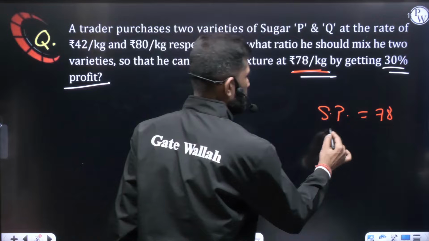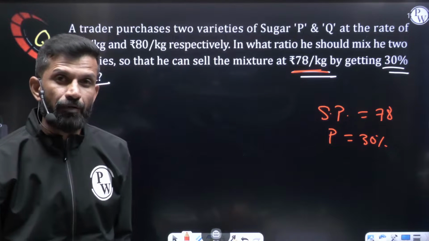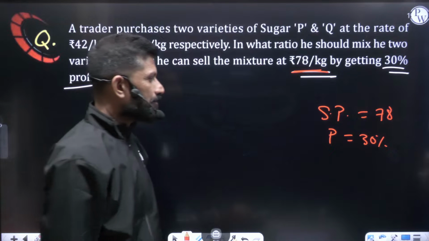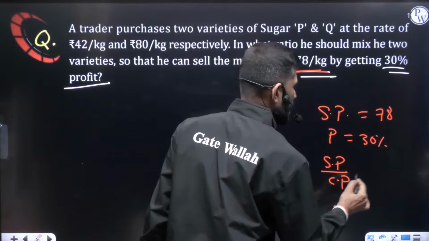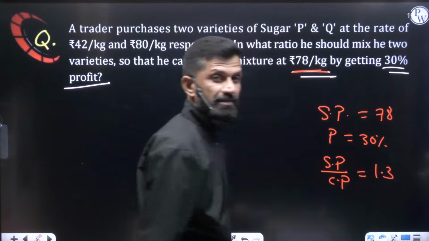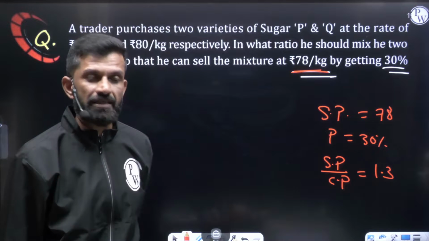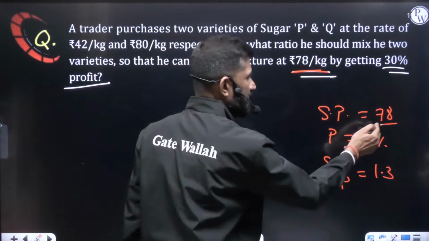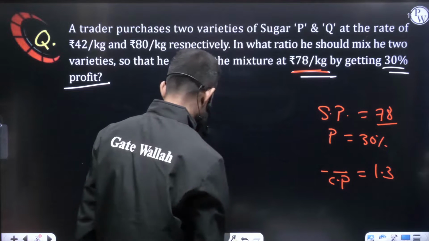Profit they are talking about, profit is 30%. What is the meaning of 30% profit? You must have attended the profit and loss topic. 30% profit means SP by CP value, how much should it come? It should come 1.3. Then only you can say it is 30% profit. More than 1, how much more than 1, 1.3 means 30% profit. SP already is given to you as 78. Place that 78 here, you will be getting the CP over there.